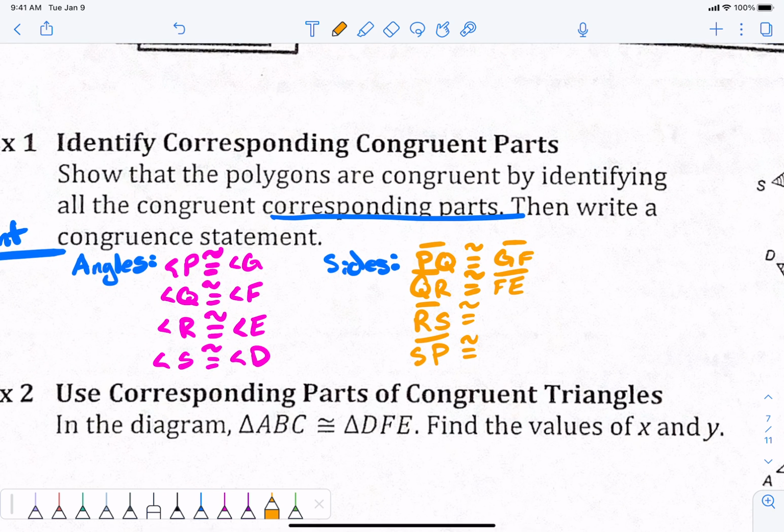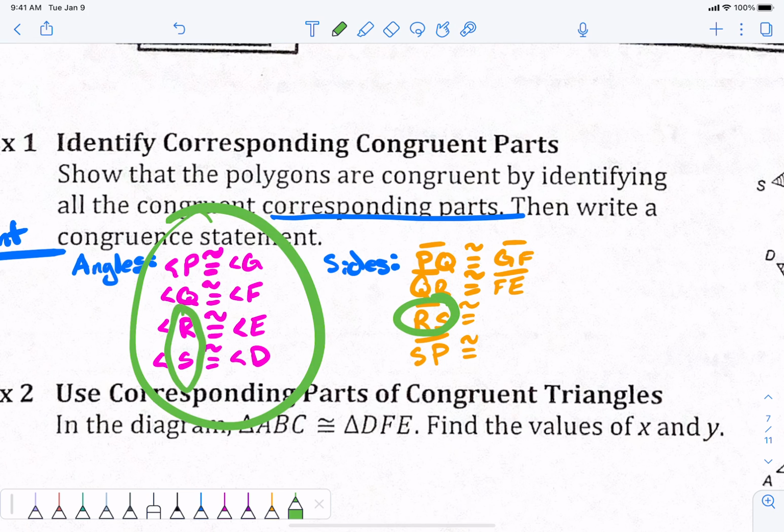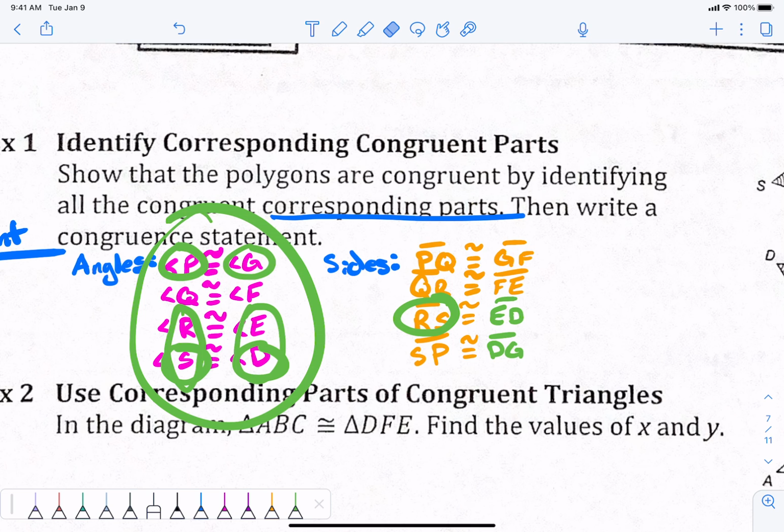Okay, I'm going to show you how you can cheat. Ready? Okay, RS is the next one that we're doing. Since we already have the angles written out, RS would go with ED. Does that make sense? So we can cheat by using that. We don't even have to look at the diagram, right? Okay, SP would go with DG. SP would go with DG. Yeah? Does that make sense?